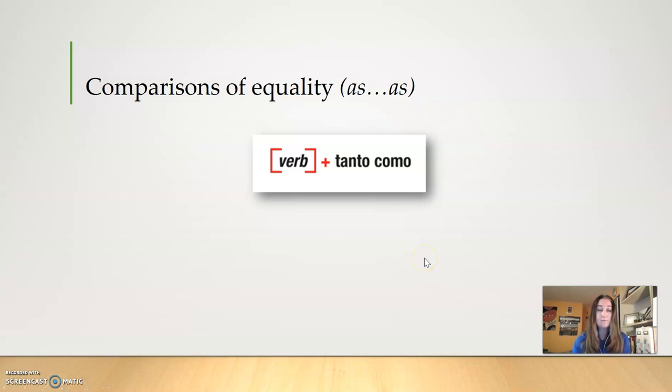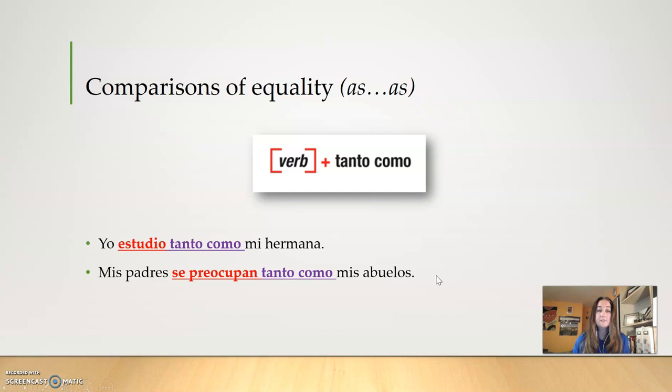Por ejemplo, yo estudio tanto como mi hermana. I study as much as my sister. Mis padres se preocupan tanto como mis abuelos. My parents worry as much as my grandparents.